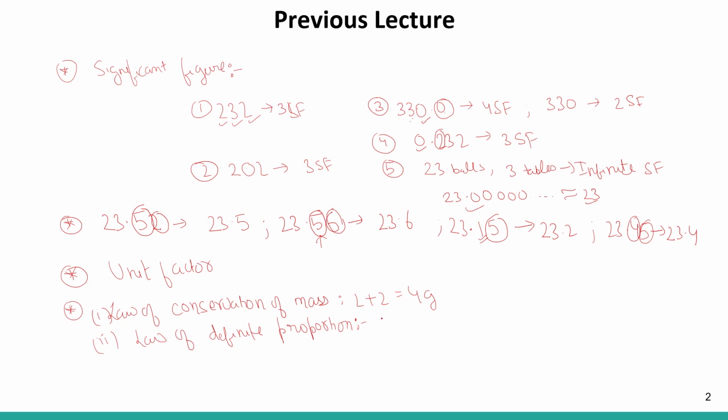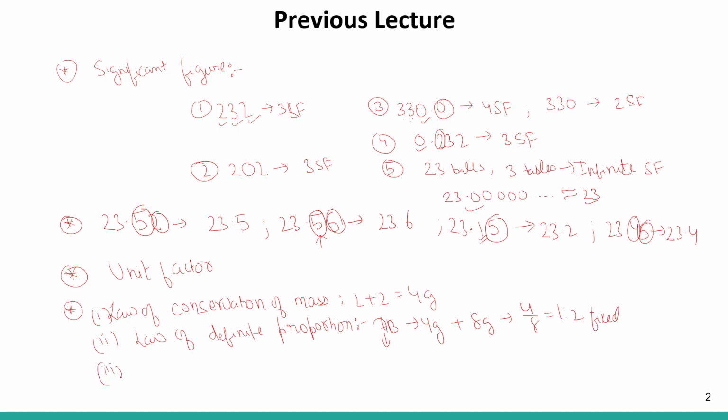So suppose a compound is AB. If this compound is formed by adding 4 gram, meaning the amount of A present is 4 gram and the B present is 8 gram, what will be the ratio? It will be 4 by 8, so 1:2. So this ratio will be fixed. This was the law of definite proportion.